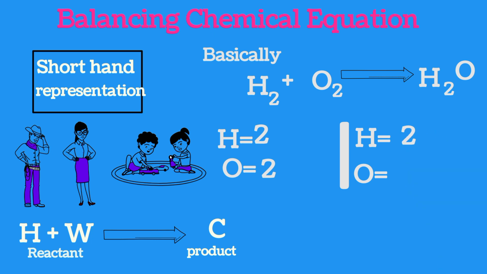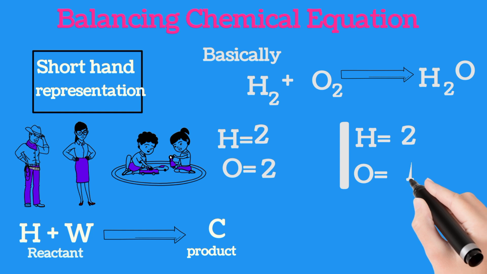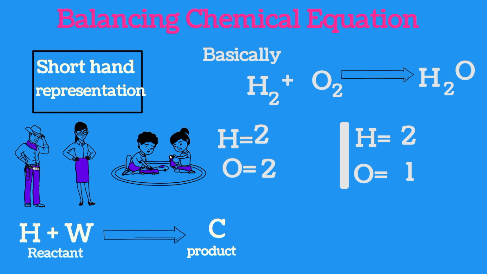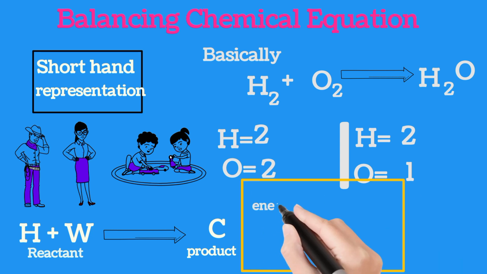On the right, hydrogen has 2, so we write it as 2 atoms of hydrogen, and oxygen, 1 atom. When you don't see a number associated, it means the atom is 1. And if you do an atom check, you see that the number of oxygen on the left does not balance with the number of oxygen on the right. Meanwhile, the number of hydrogen balances with the number of hydrogen on both sides.